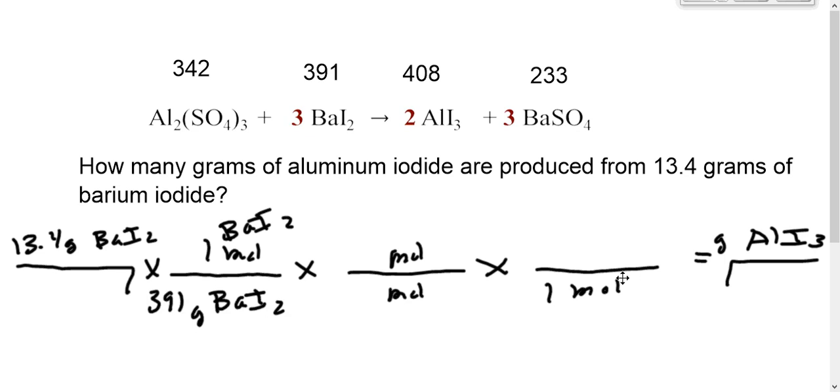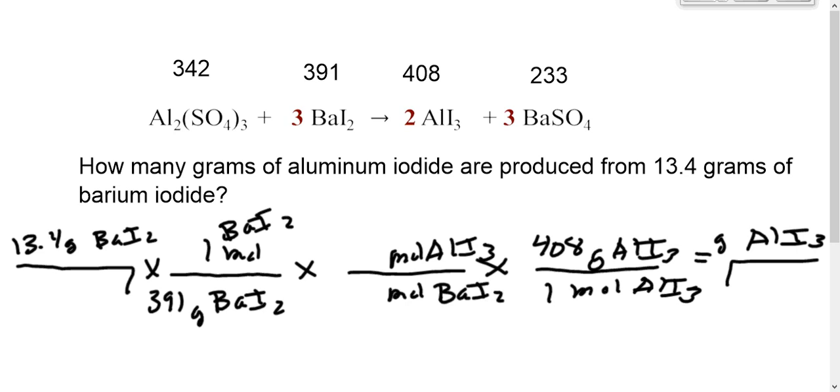Over here, we're all about aluminum iodide. So I know I'm going to put the grams, the molar mass for aluminum iodide here. And again, I know aluminum iodide will be on top here because it's on top over here, and I know barium iodide will be on the bottom over here. So now all I got to do is look to my balanced equation. I have a 2 in front of my aluminum iodide there, and I have a 3 in front of my barium iodide there.